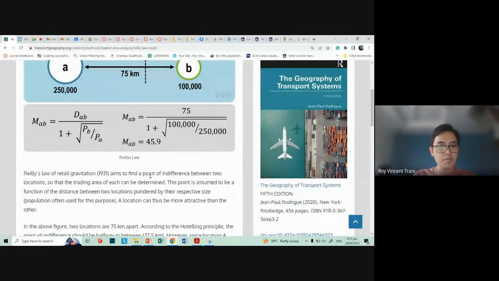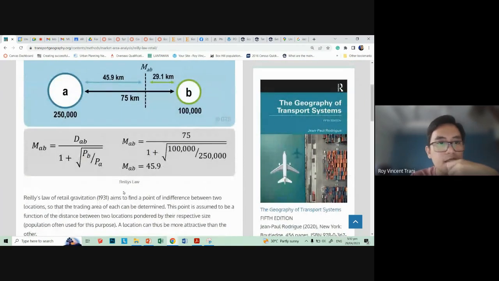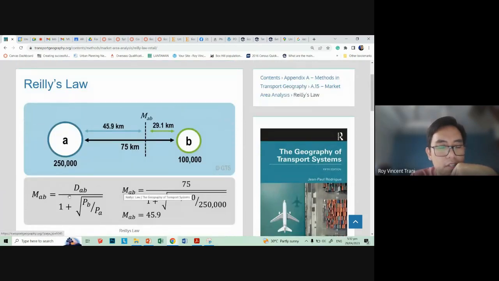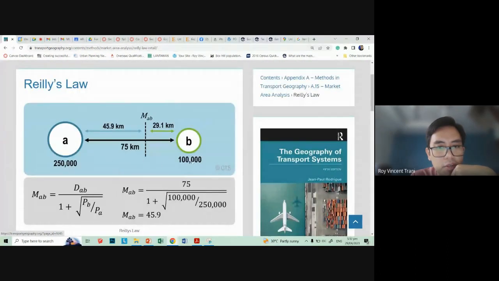Rayleigh's law aims to find a point of indifference between two locations so that the trading area of each can be determined. This point is assumed to be a function of the distance between two locations pondered by respective size. Population is often used for this purpose. A location can thus be more attractive than the other. So just population size. So the equation is the distance over 1 plus the square root of population B, meaning the smaller population, and population A, the larger population. Oh, it's actually not that bad.